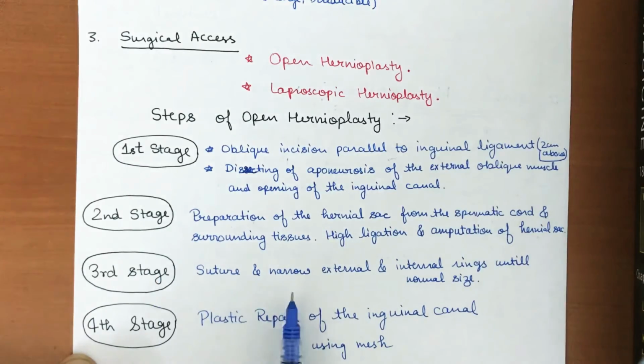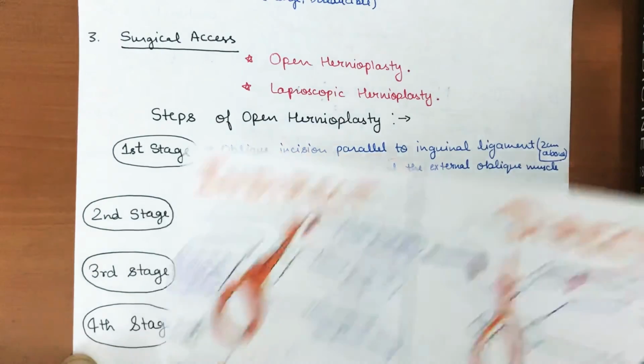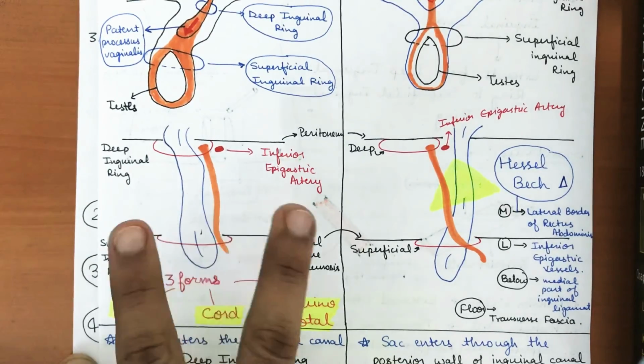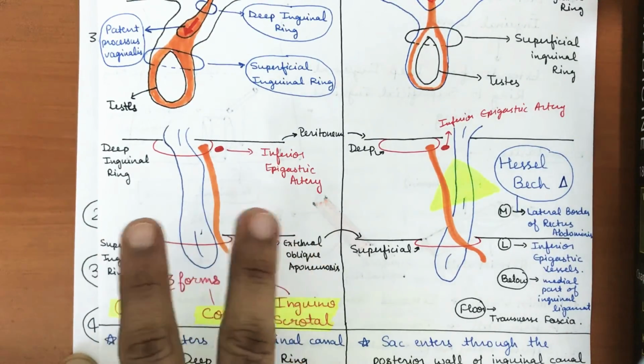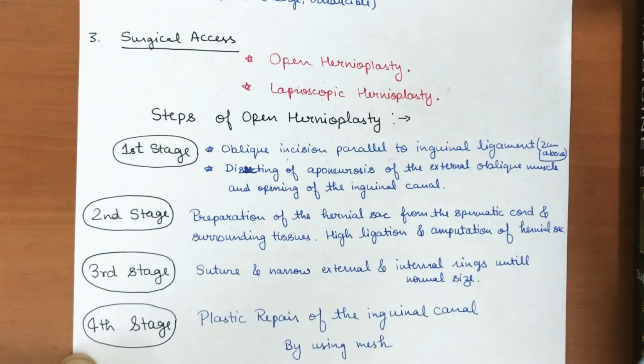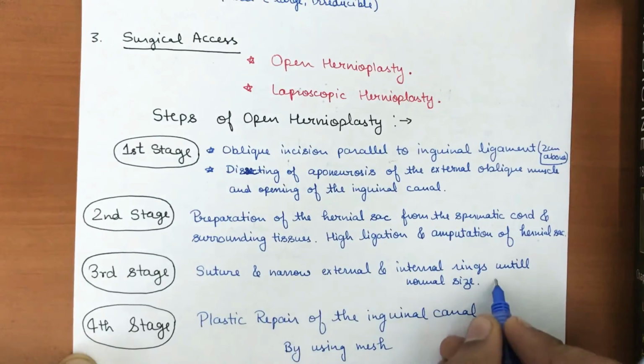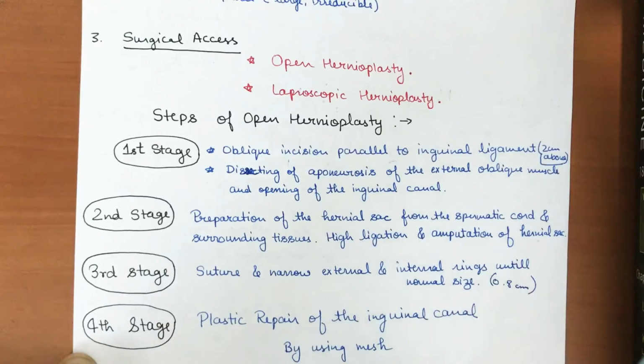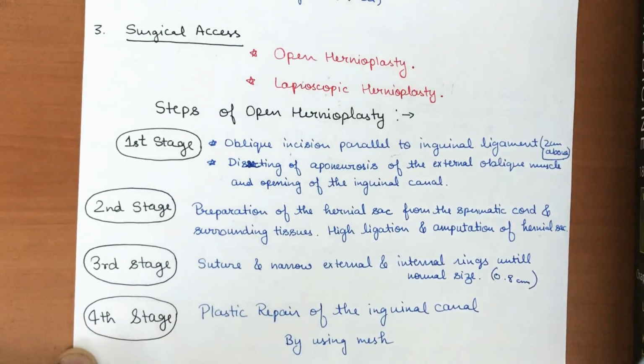In the third stage, we suture and narrow the external and internal rings until normal size. Because the hernial sac is protruding, as I'll show you here in this diagram again, when it protrudes through these two rings, they will be dilated. So we have to narrow them and suture them appropriately to bring them to the normal size. The normal size is usually 0.8 centimeter in most cases. This is the third stage.